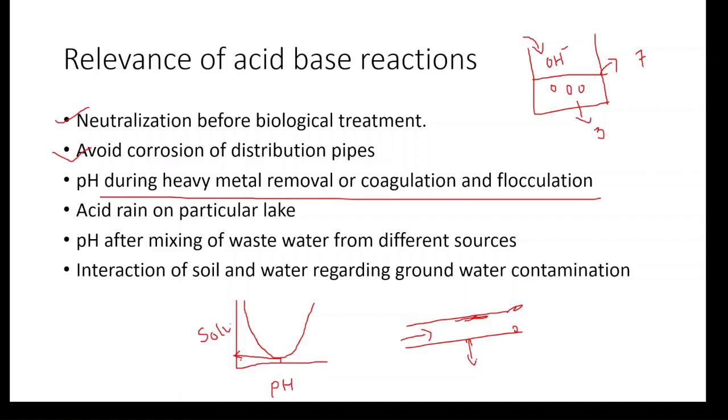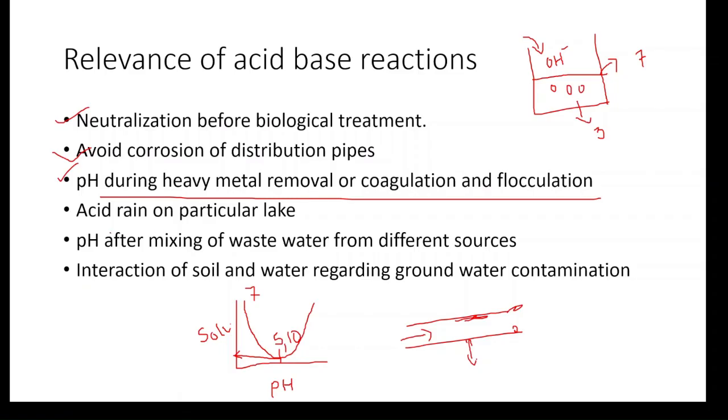For doing that, we need to add either bases or acid. For example, if the pH of the water is 7, and we know that at pH maybe 5, something will precipitate, we will add some acid. And if something will precipitate at pH 10, we will add some base. So for that purpose, we need to know the pH and acid-base reactions.